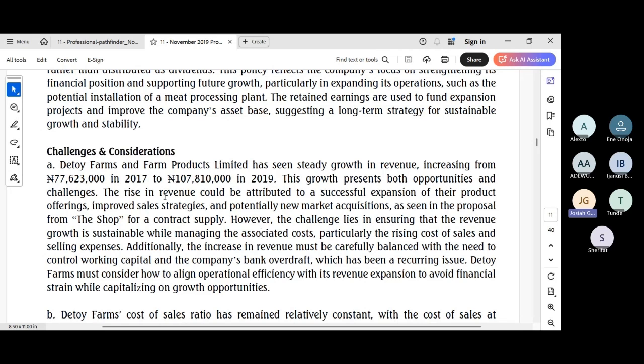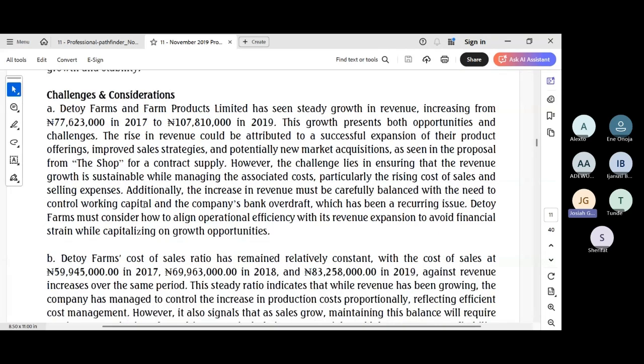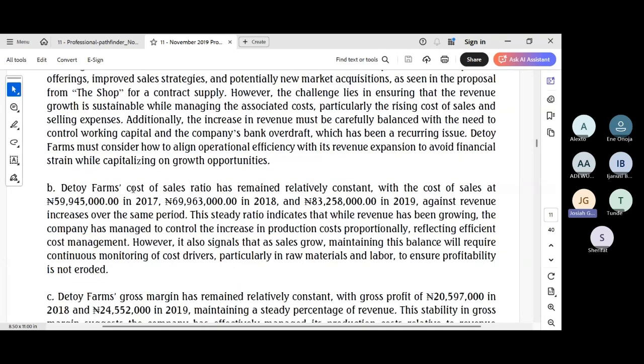I said part of it is the revenue and the financing of the contract shop is the first one. Then the second one, I said the cost of sales has remained relatively constant. The Detoy Farm's cost of sales ratio has remained relatively constant against revenue increases over the same period. So this steady ratio indicates that while revenue is growing, the company has managed to control the increase in production cost. So this is a consideration, which is number 2.